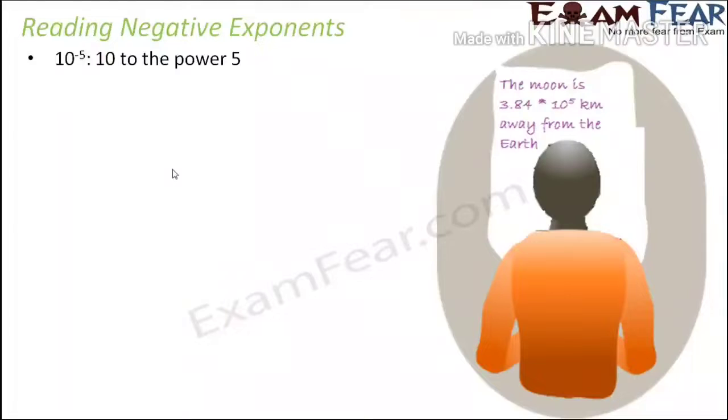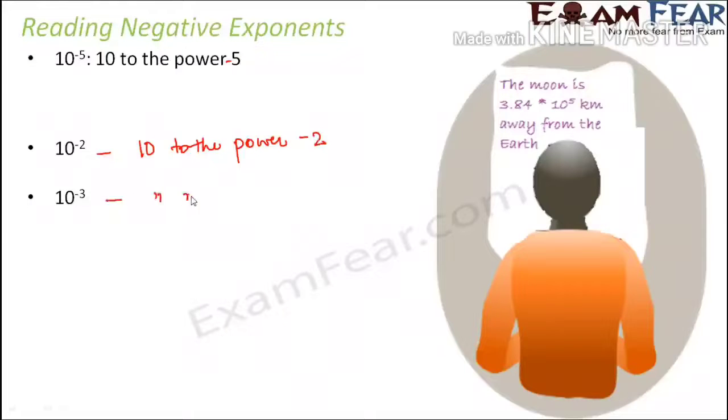If you have 10 to the power minus 5, this is to be read as 10 to the power minus 5. Similarly, how will you read this? 10 to the power minus 2. Yes, this is 10 to the power minus 2, or you can read it as 10 raised to the power minus 2. How will you read this? This is definitely 10 to the power minus 3. What is this? 2 to the power minus 9.